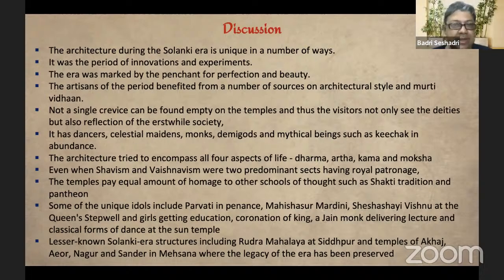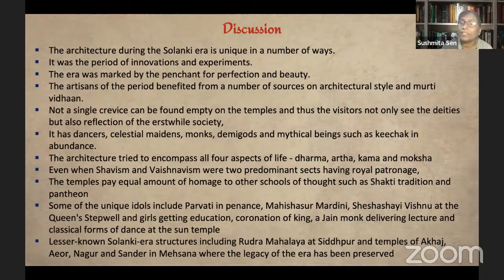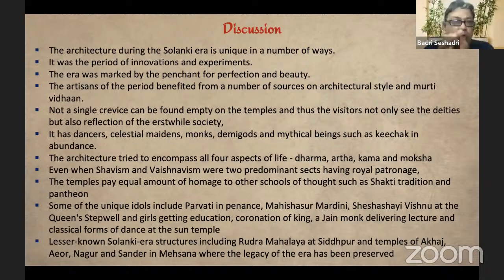So the next is a follow-up question. How many of them, if they are even reasonably intact, are actually in worship today? In active worship? Shamlaji is worshipped. Somnath is worshipped. I'm looking more at numbers, like percentages.